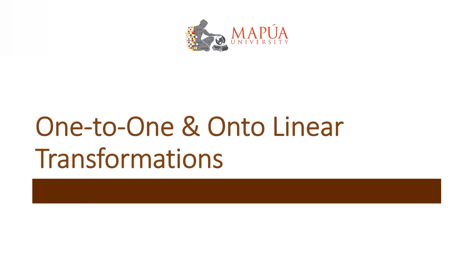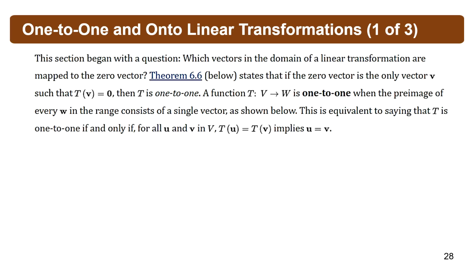The one-to-one and the onto linear transformation. This section began with the question, which vectors in the domain of a linear transformation are mapped to the 0 vector? Theorem 6.2 states that if the 0 vector is the only vector in V such that the transformation of V is equal to 0, then T is 1 to 1.